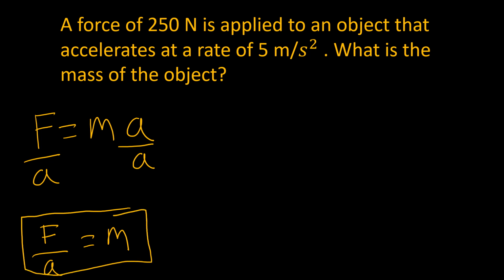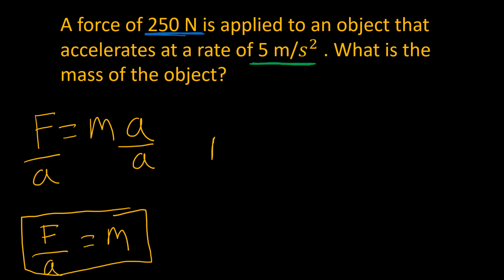So now let's identify our variables. They say that 250 newtons is applied. So newtons is what? That's right. Newtons is going to be our force. So 250 newtons is going to be our force. Now they also say that it's going to accelerate at 5 meters per second squared. 5 meters per second squared is going to be our acceleration. So I already have the variables I need to calculate the mass. So now let's plug and chug.